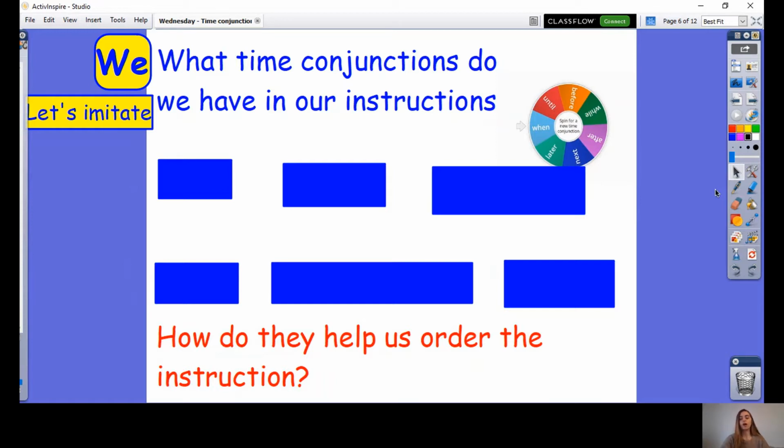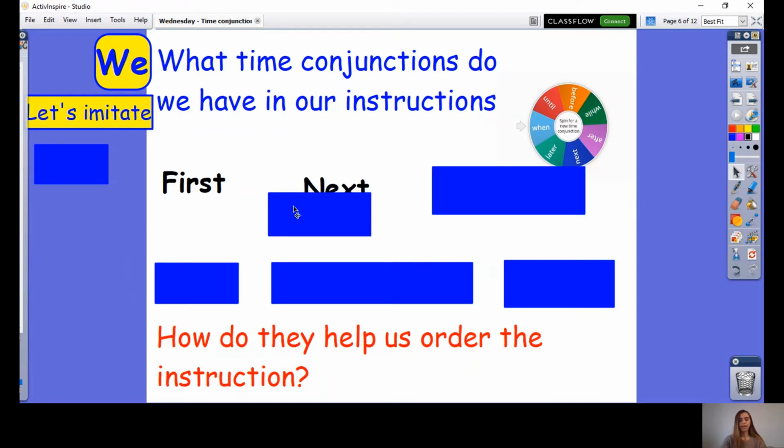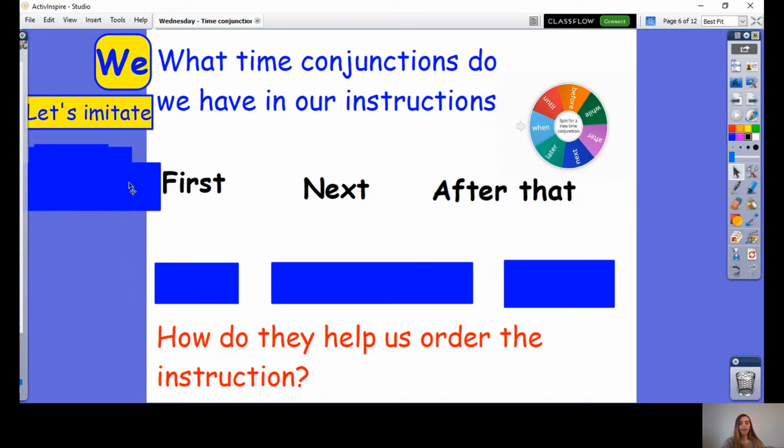Okay, let's go through our answers. What's the first time conjunction we have in our method? Well done. It's first. First is our first time conjunction. What's our next time conjunction that we have in our method? Amazing. Next. What's the one after that? Fantastic. After that is a time conjunction we have.